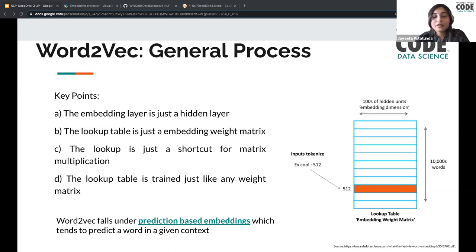Great. So some of the key points: the embedding layer is just a hidden layer. You do not interact with it directly. The lookup table is just a weight matrix, and it's just a shortcut for matrix multiplication, because you're not doing it all over, you are just keeping it in memory and then looking it up from the model that's already pre-trained before. Great. So Word2Vec kind of falls under the prediction-based embeddings, which means that we tend to predict a word given the context in which it is used.